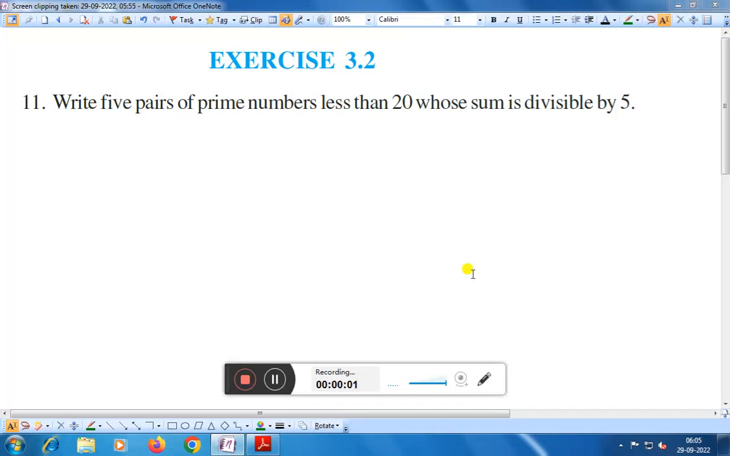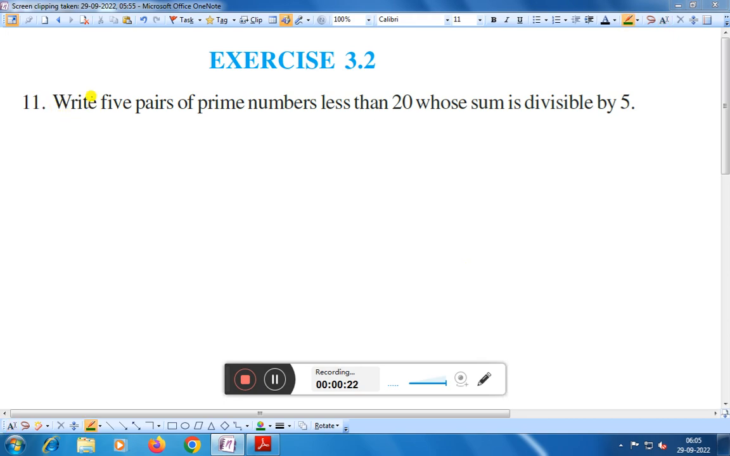Hello friends, today we shall discuss exercise 3.2 question number 11. Write 5 pairs of prime numbers less than 20 whose sum is divisible by 5. Okay, we have to take 5 pairs of prime numbers less than 20 whose sum is divisible by 5.